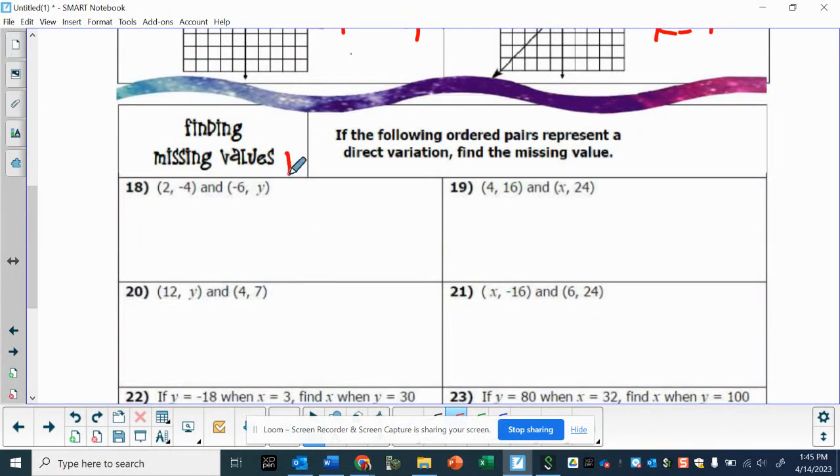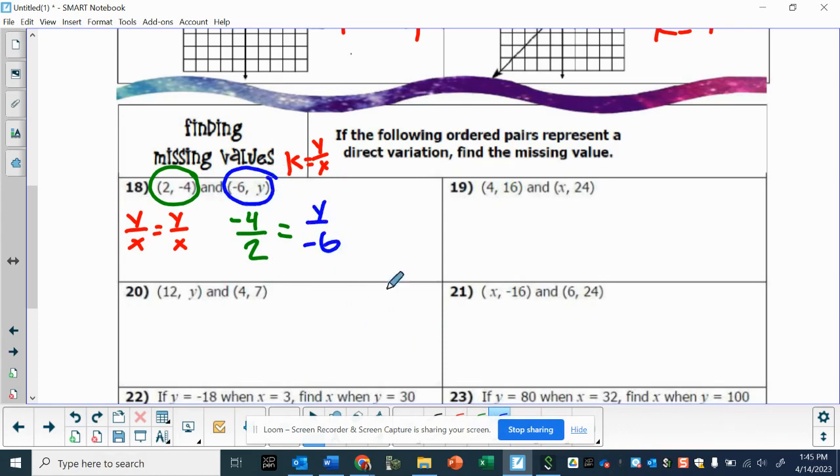Remember, our constant of variation is y divided by x. So we can use a proportion, y over x equals y over x, to find the missing value. Our first ratio is -4 divided by 2. Our next ratio is y divided by -6.